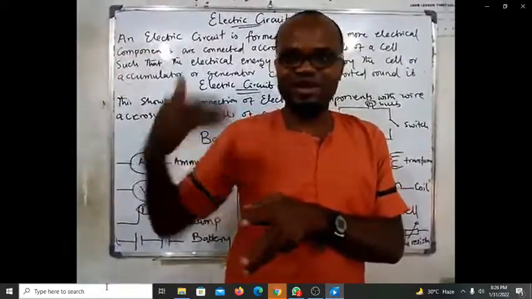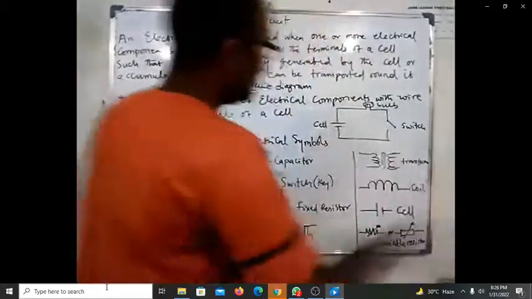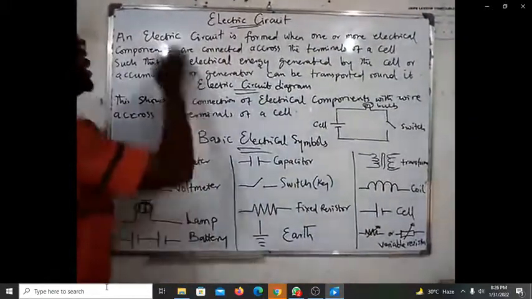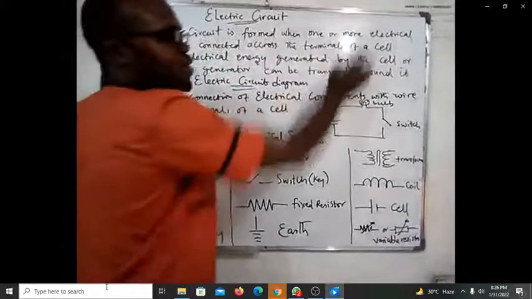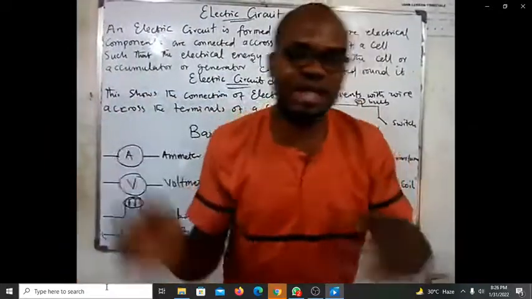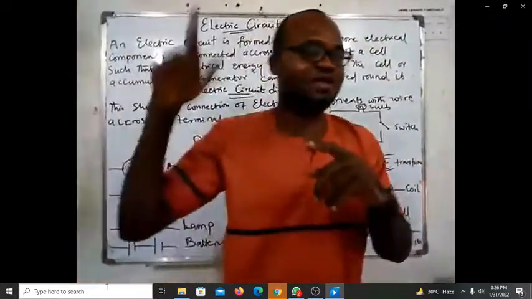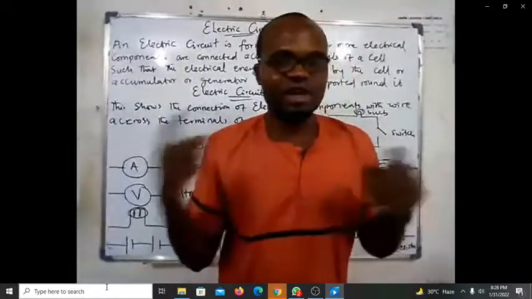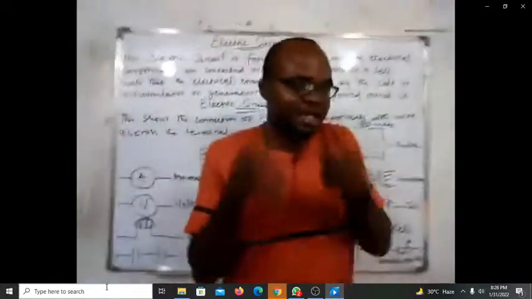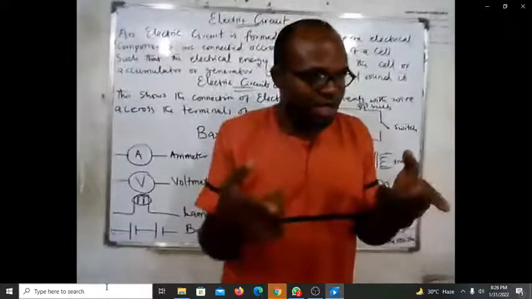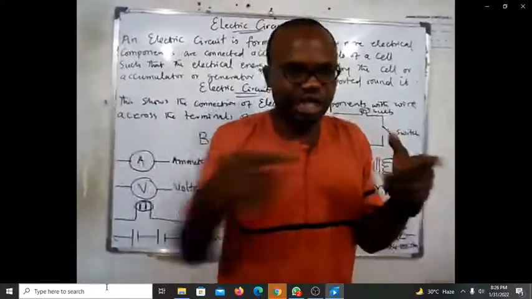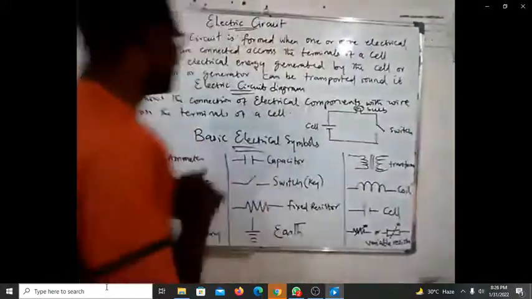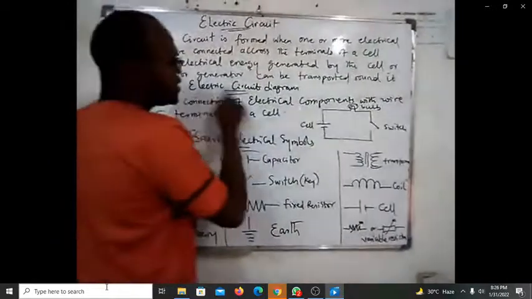Gas plants can also supply electric charges that can flow, forming electricity. So an electric circuit is formed when one or more electrical components are connected across the terminals of a cell, in order for the charges that are generated by the cell or accumulator or generator to be transported. Is that clear?